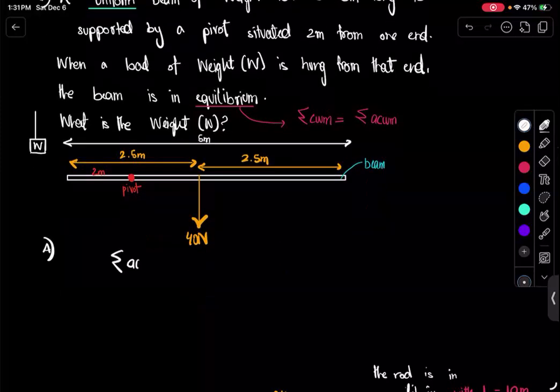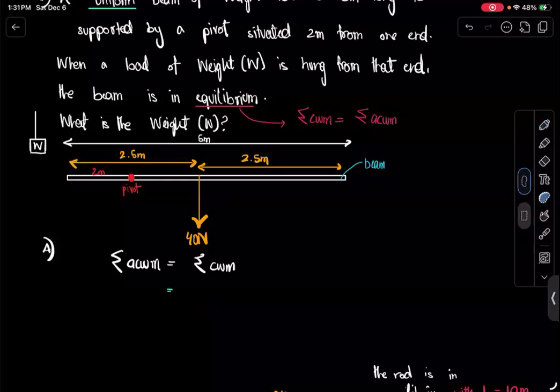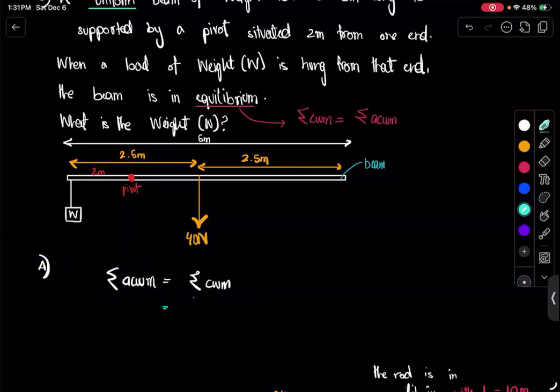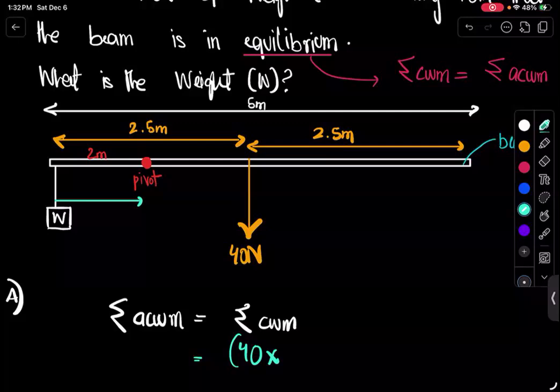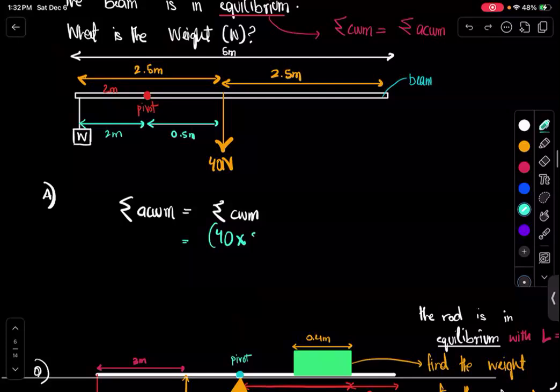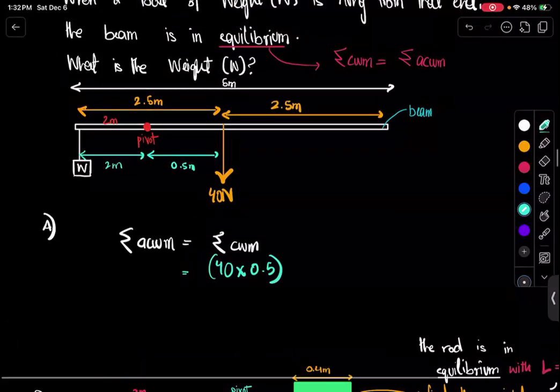So the sum of anti-clockwise moments is equal to the sum of clockwise moments. Is the weight of the bar going to generate a clockwise or an anti-clockwise moment? It makes the bar turn clockwise, so that's going to be 40 multiplied by what distance? If you already know that this is 2 meters, then this is going to be 0.5 meters, because you know the entire thing is 2.5. So this is 40 multiplied by 0.5.